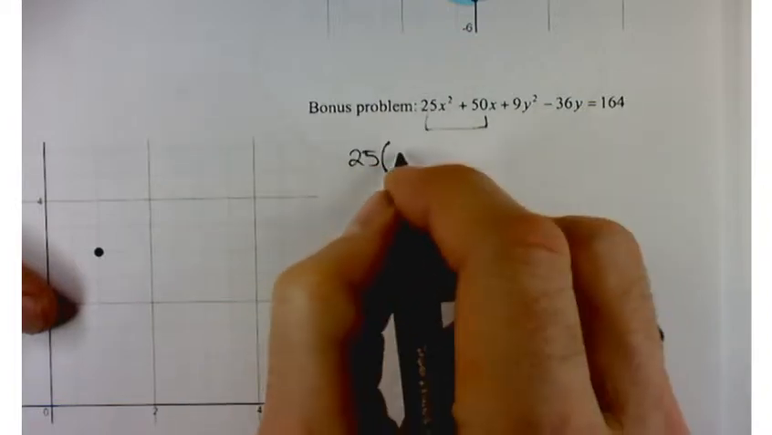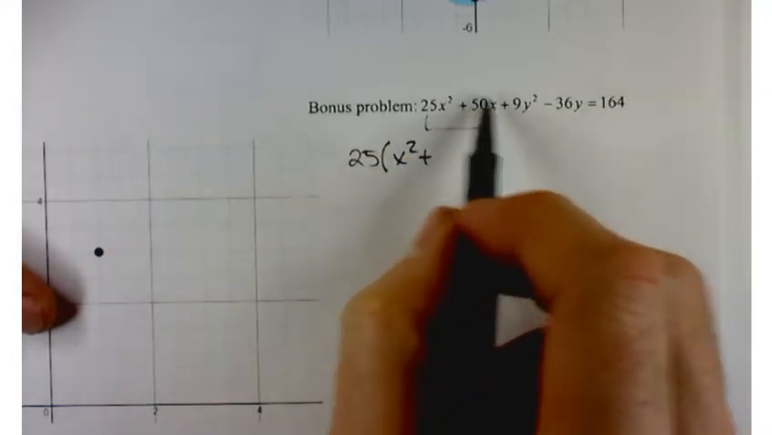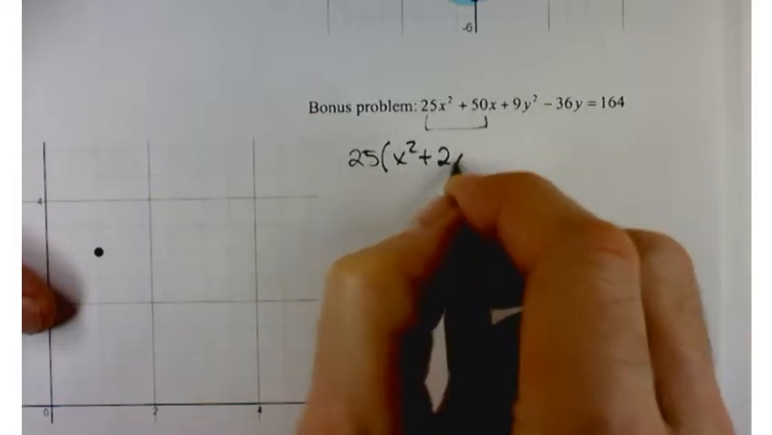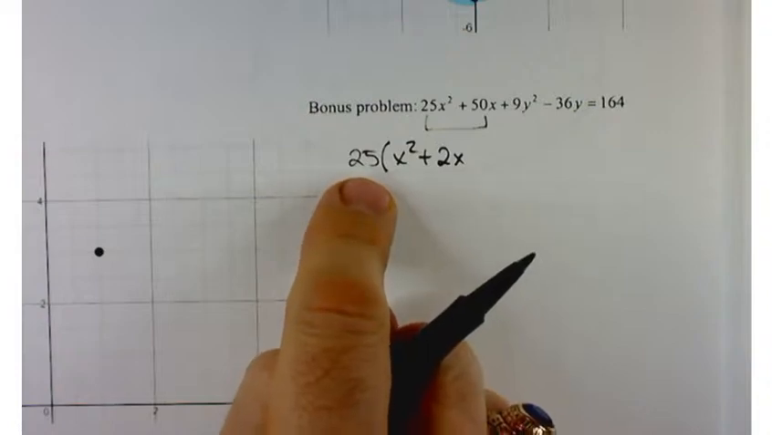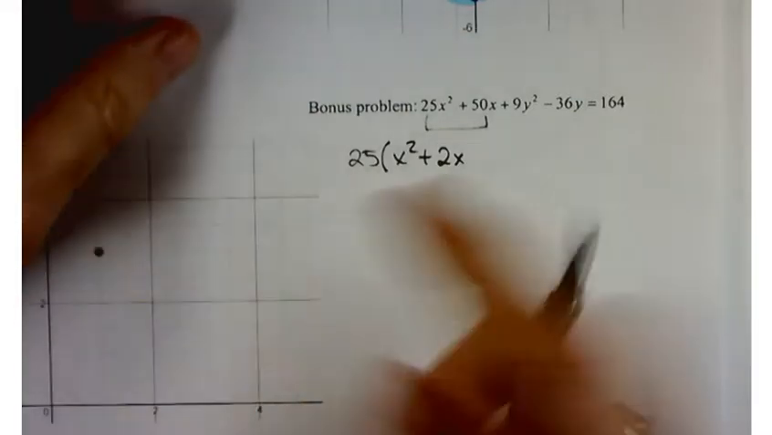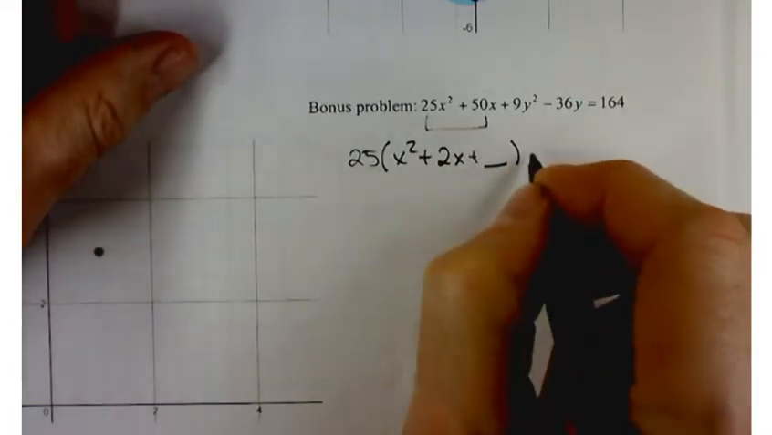So it's going to be 25 times x squared plus, what's left if I factor out a 25 from this? 2x. Notice you're not pulling out the GCF. The GCF will be 25x. You're just pulling out the coefficient of your squared term. So x squared plus 2x plus, let's put in a something here.